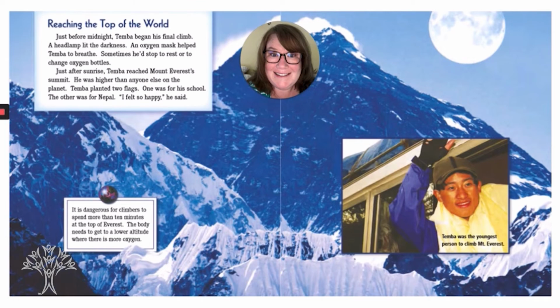Reaching the top of the world. Just before midnight, Temba began his final climb. A headlamp lit the darkness. An oxygen mask helped Temba to breathe. Sometimes he'd stop to rest or to change oxygen bottles. Just after sunrise, Temba reached Mount Everest's summit. He was higher than anyone else on the planet. Temba planted 2 flags. One was for his school, the other was for Nepal. "I felt so happy," he said.